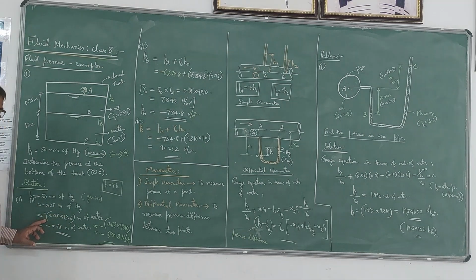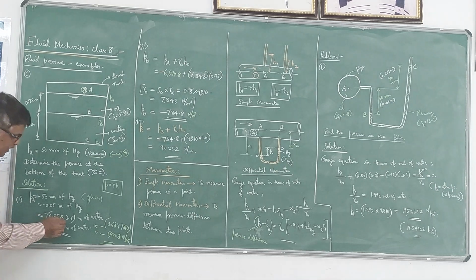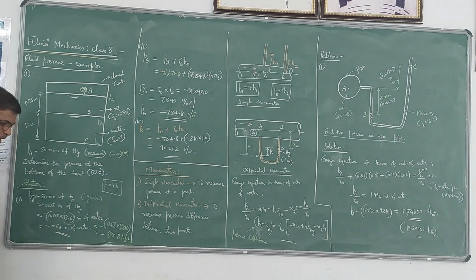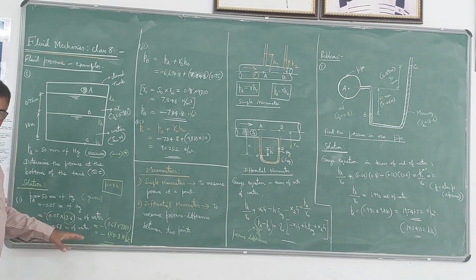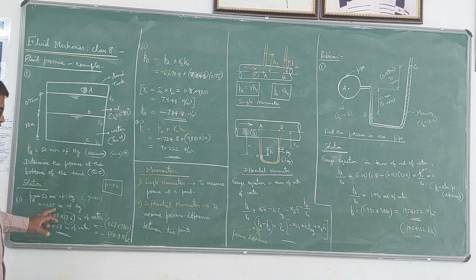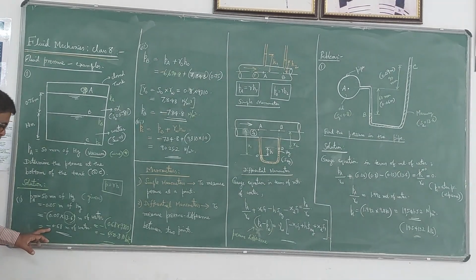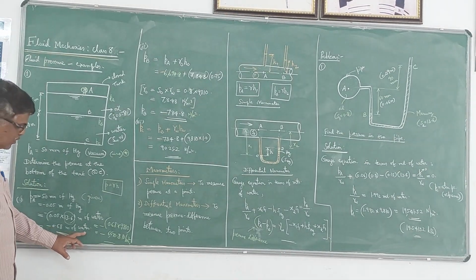If you want to convert that in terms of water, multiply that by the specific gravity of mercury. I have explained this in the earlier lecture also. If you want to convert this pressure of mercury to pressure of water, you have to multiply by 13.6. If you do that, you get minus 0.68 meters of water.